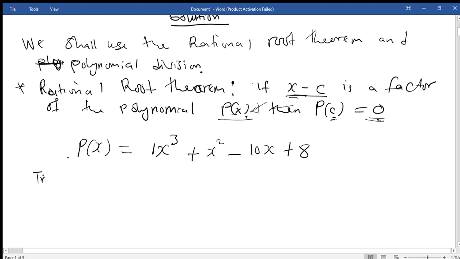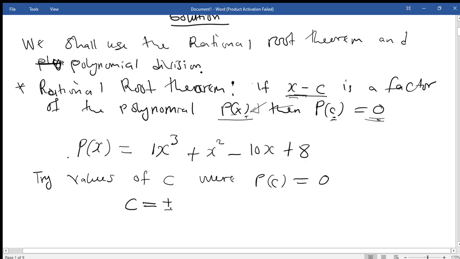These values are coming from the coefficient of the leading term and the last term, so factors which can go into the first coefficient and the constant value. We shall try values of c where p of c should be equal to 0. So these c values can be positive or negative 1. In short, we're talking about the factors of 1. Numbers which can go into 1 without leaving any remainder is 1, so it's positive or negative 1. At the same time, we're talking about the factors of 8.